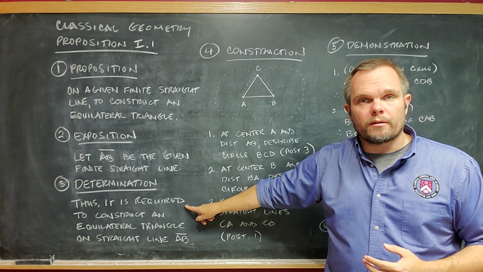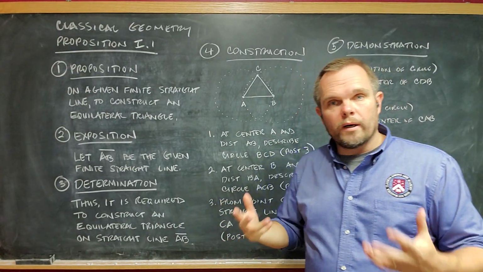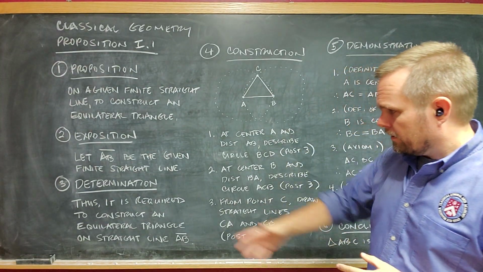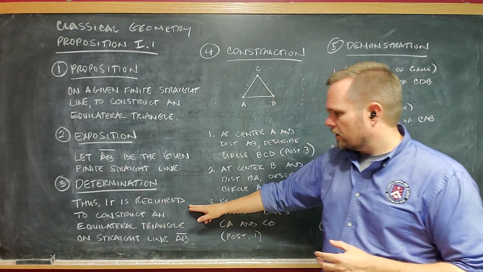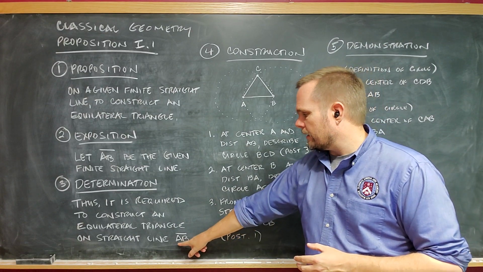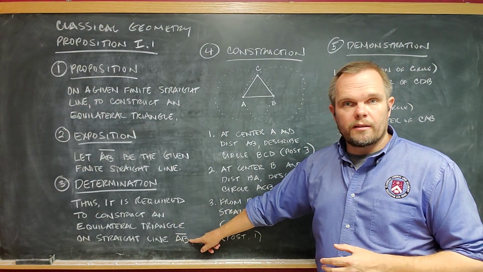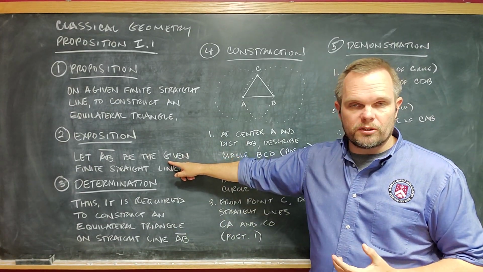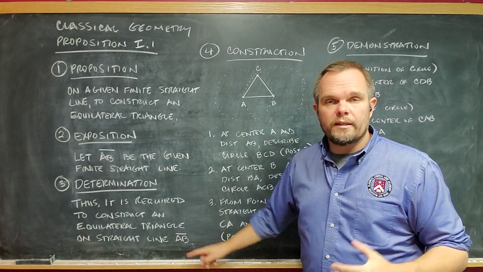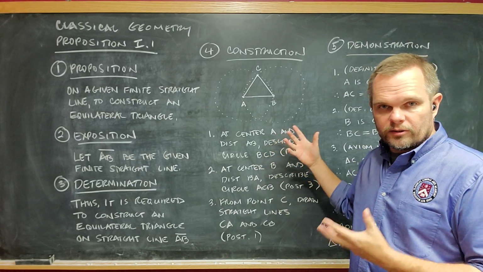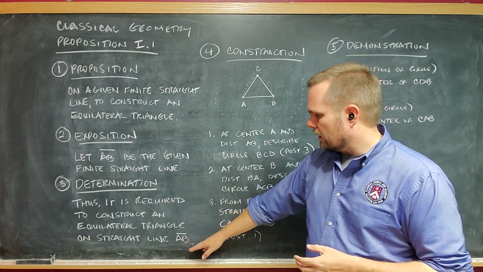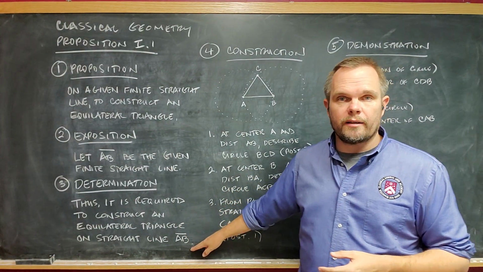And in the determination, we determine what is sought. What exactly are we seeking in this proposition? We can read here, it is required to construct an equilateral triangle on the straight line AB. So using the labeling we established in the exposition for what's been given to us, we now make it clear what we're seeking to do and solve in this proposition. We're seeking to construct an equilateral triangle on the given finite straight line AB.